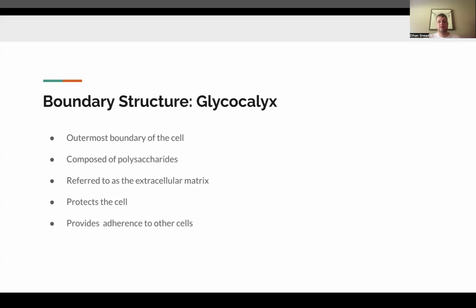Now we're going to discuss the glycocalyx. The glycocalyx is the outermost membrane of the cell, and it is also referred to as the cellular matrix. This is composed of many polysaccharides, and its function is to protect the cell. And it also gives the cell the ability to adhere to other organelles on other cells.